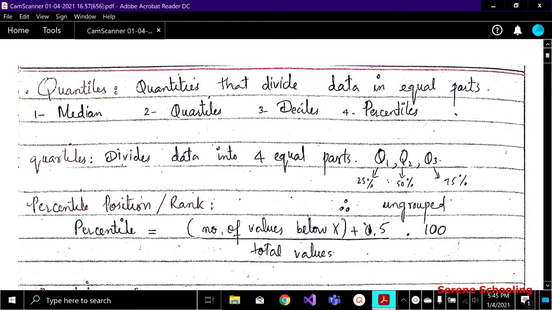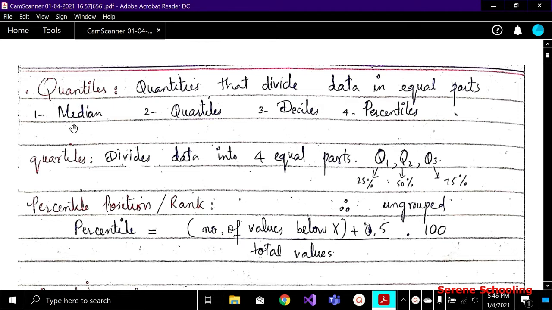So in this video we will be seeing the measures of position, and number one is known as the quantiles. Quantiles are just the quantities that divide data into some equal parts, right? And there are four quantiles.